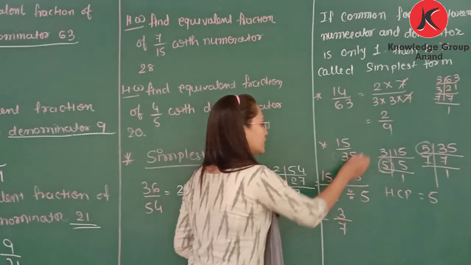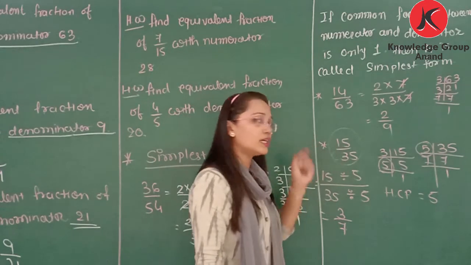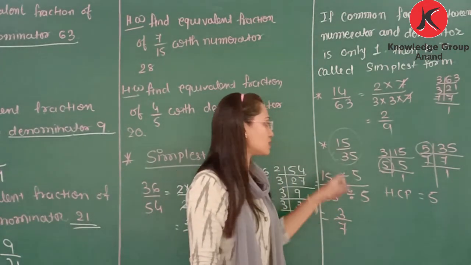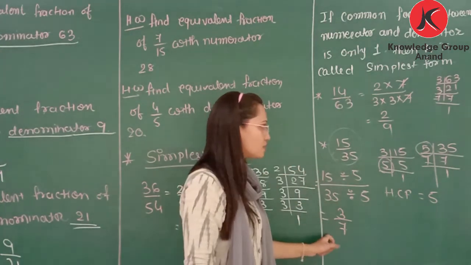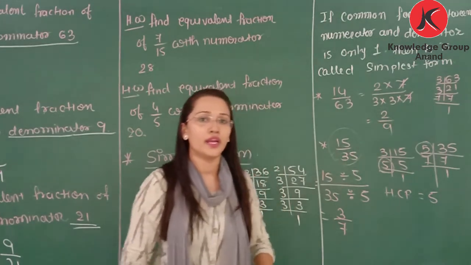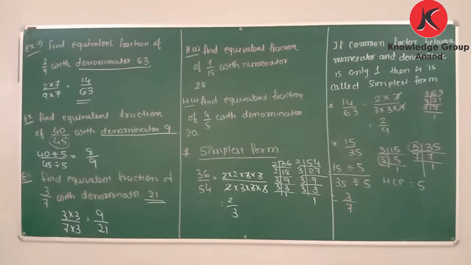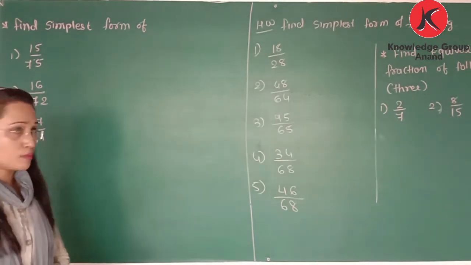If you cut this number with its highest common factor, then it is easy to find the simplest form. So 3 by 7 is the simplest form of 15 by 35. You can apply this method or this one. But please remember that common factor between numerator and denominator in answer will be 1. Let's solve some example to find the simplest form.